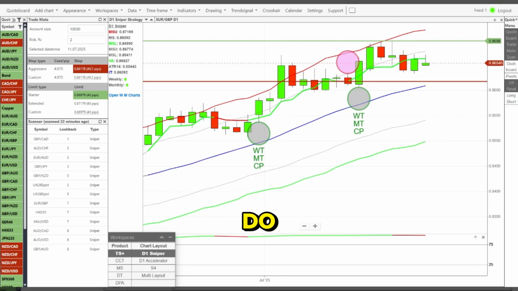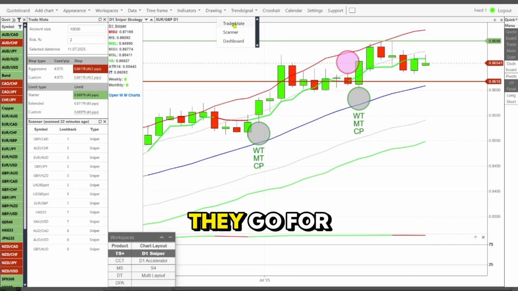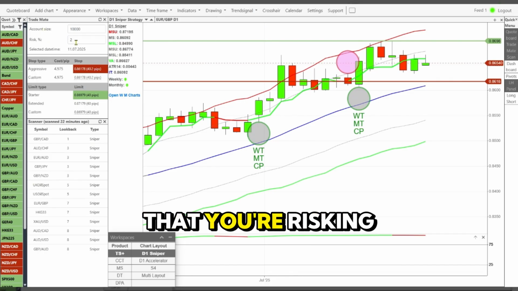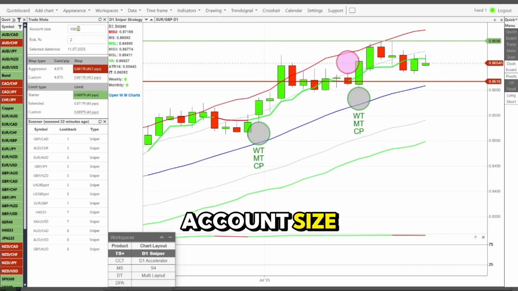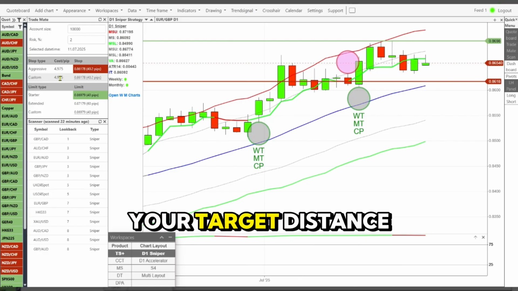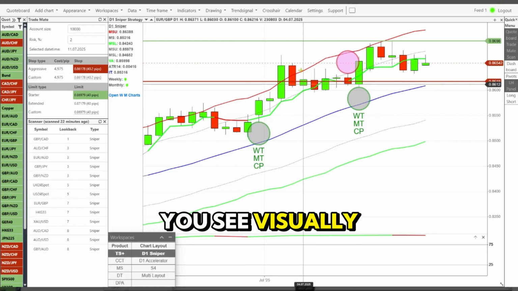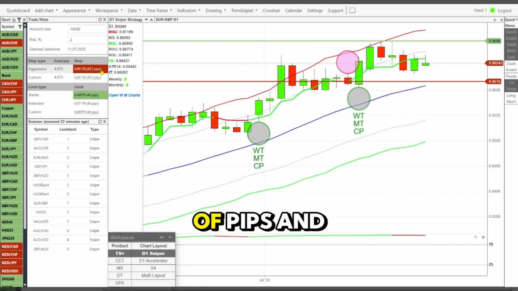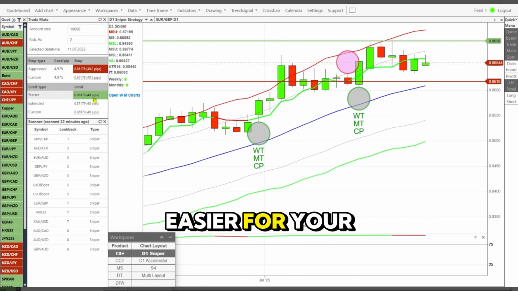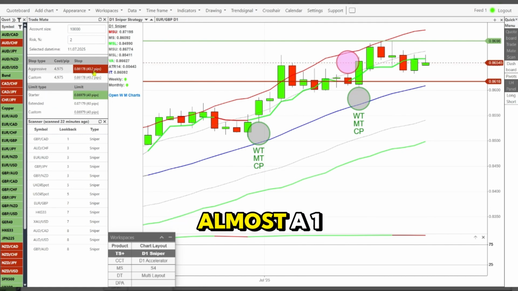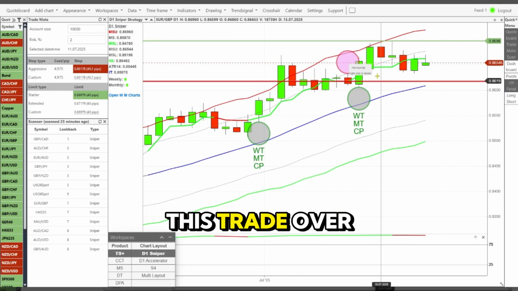So what did a trend signal trader do when they put this trade on? Well, first of all, they go to their trend signal drop down. They go for the TradeMate tool. I've already got it loaded up over on the side here. This helps you to make sure that you're risking appropriately for your account size. It works out the stake per pip. It tells you your target distance and that initial stop loss that you see visually printed on the screen, but in terms of pips and distance to make it a little bit easier for your brokerage. In this case, we're looking at almost a one-to-one trade. So looking 40 pips if you ran this trade over 2 days.